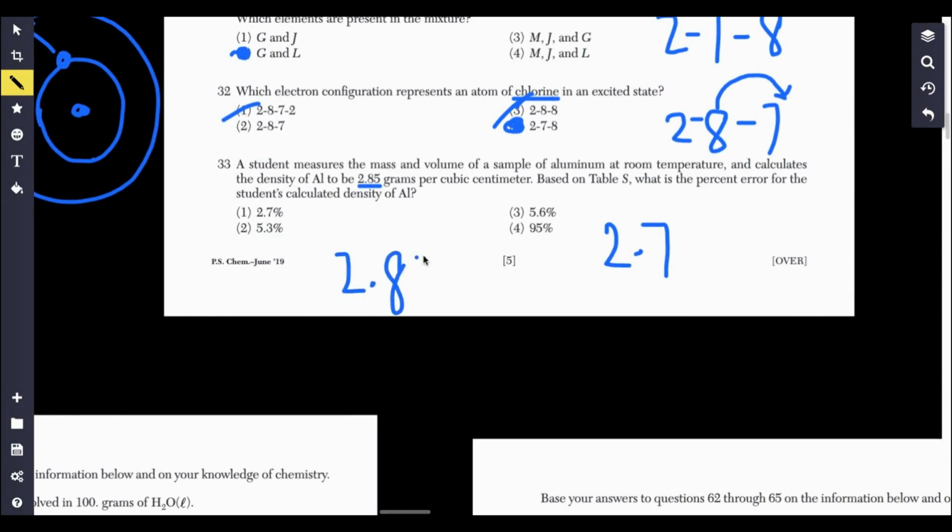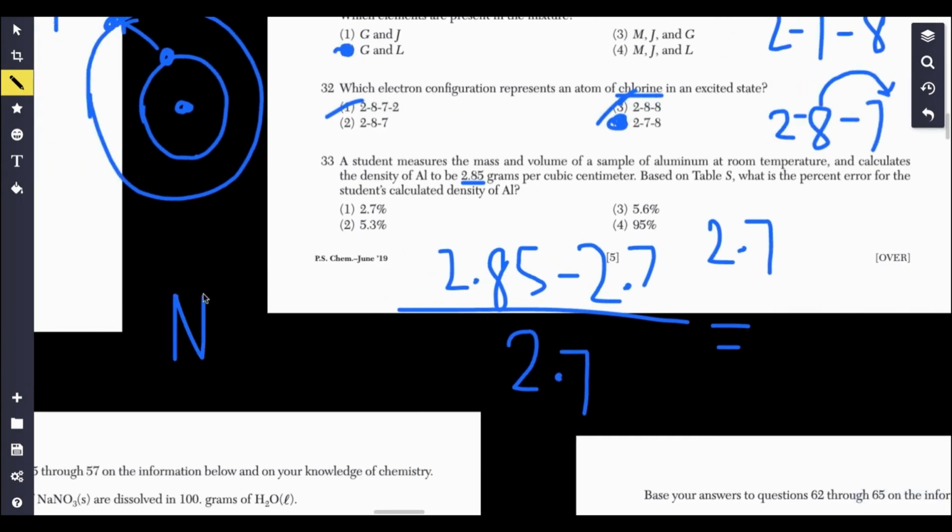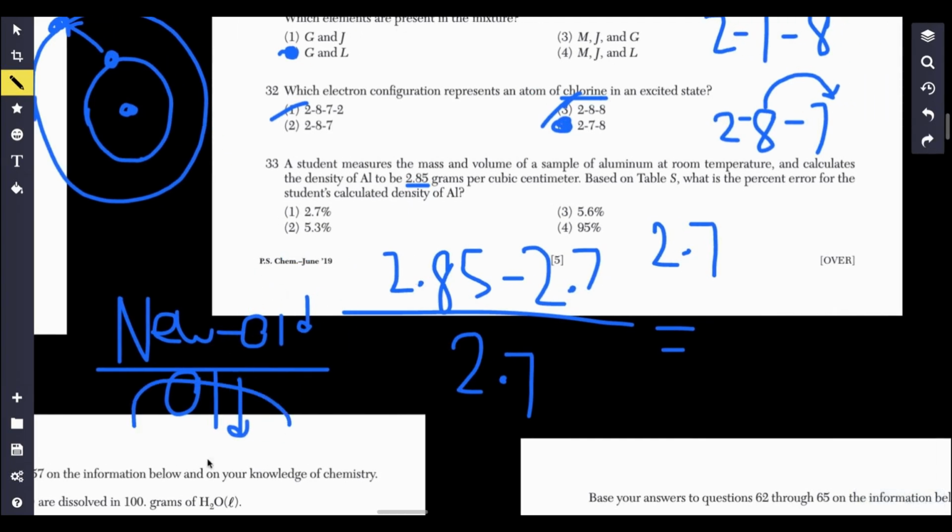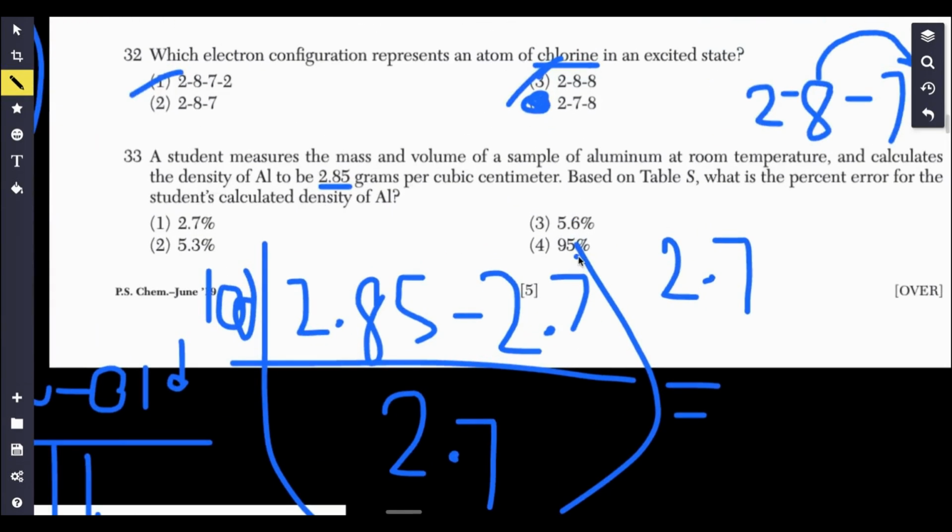So it's going to be your measured value, which in this case is 2.87, minus the accepted value, divided by the accepted value. Or you can think of it as new minus old divided by old. New value minus the original value, divided by the original value. This one you just have to put into the calculator. Remember to multiply this by 100 because it's a percent, so it's out of 100. It's going to be approximately 5.6%.